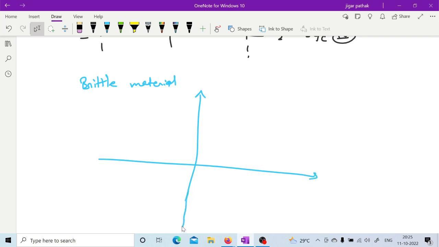Hello? सर सेंटर ऑफ स्क्वायर शिफ्ट कर जाएगा थर्ड क्वाड्रेंट में.